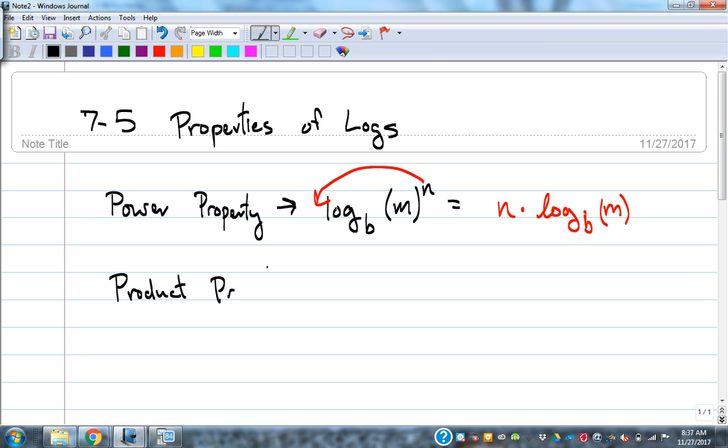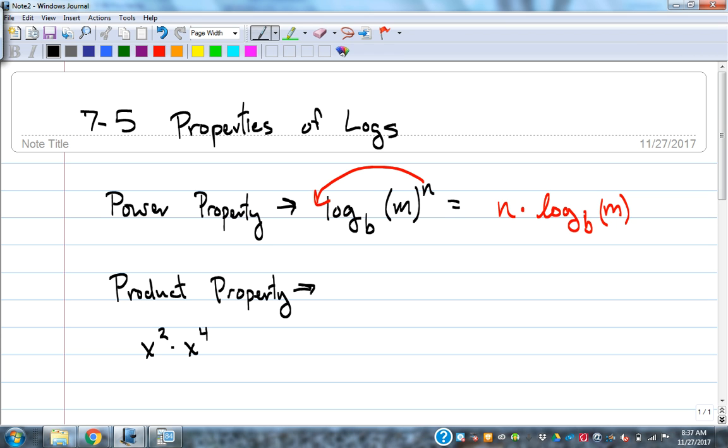The product property. What's a product in math? What kind of operation gets you a product? Multiplication. And remember we said that logarithms are really what? They act like what? Exponents. When you multiplied things that had the same base, what did you do with the exponents? Like x squared times x to the fourth. When I do x squared times x to the fourth, what do I do with the exponents?